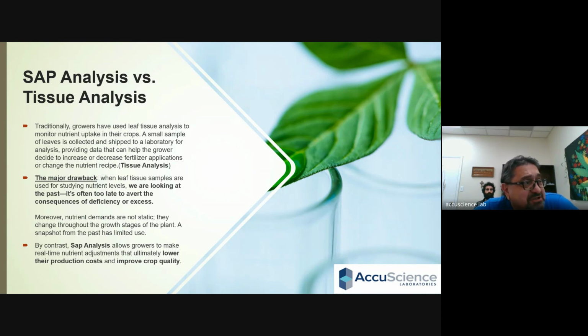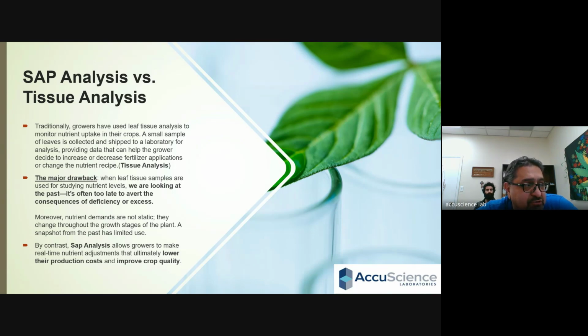So what I mean by that is that by the time you get your data, start looking at it and start making some decisions, it is too late now. Already the plant is maybe a week later, especially with the cannabis plant, where the growing is 6 to 8 weeks. So it might take you a week before you get to change the nutrition. By contrast, sap analysis allows the growers to make real-time nutrient adjustments that ultimately lower the production cost and improve the crop quality.